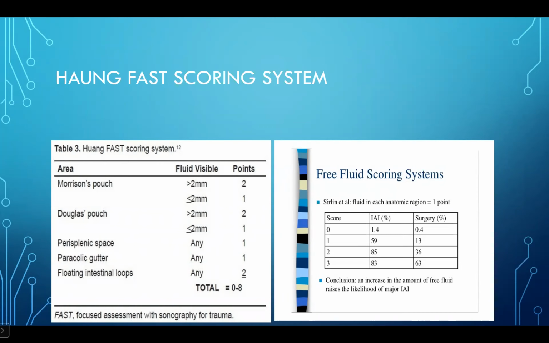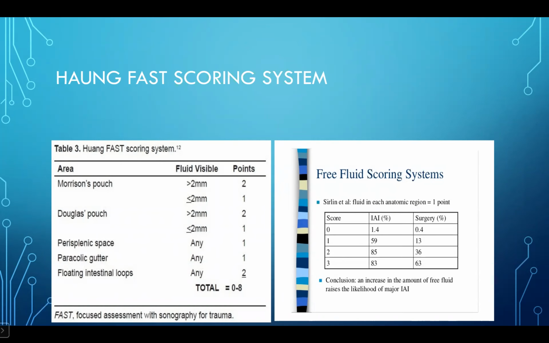As we are seeing in the left diagram, the patient with score 1, for example, has a possibility of intra-abdominal organ injury of about 59%, and 13% of them need surgery. While the patient with score 3 has a possibility of intra-abdominal organ injury of about 83%, and 63% of them need surgery. So the Howing scoring system is very important for the decision of surgery and detection of the possibility of the presence of intra-abdominal organ injury.